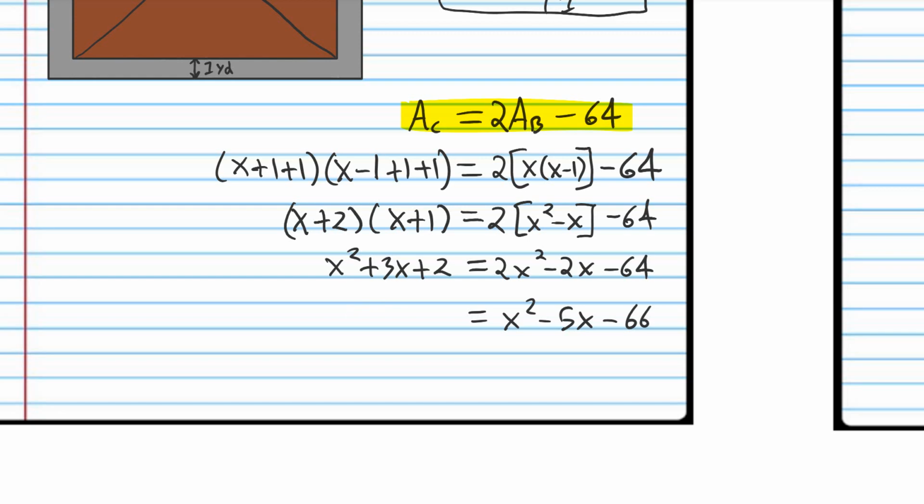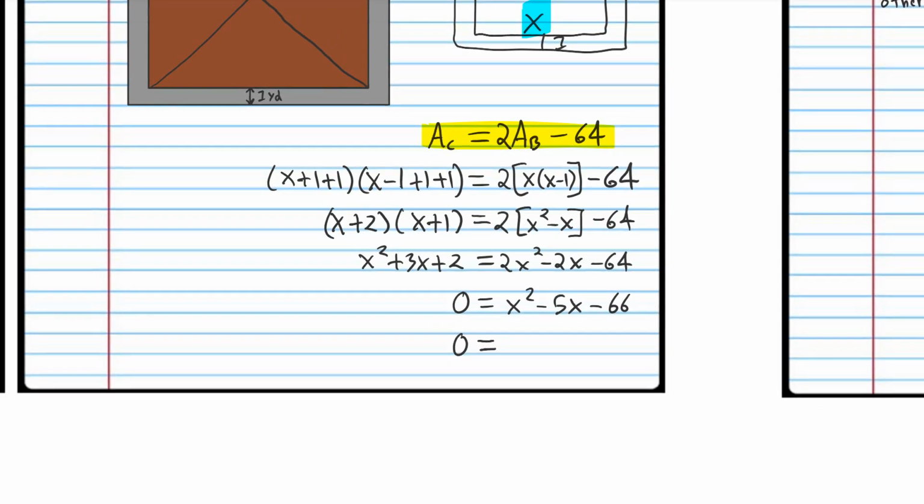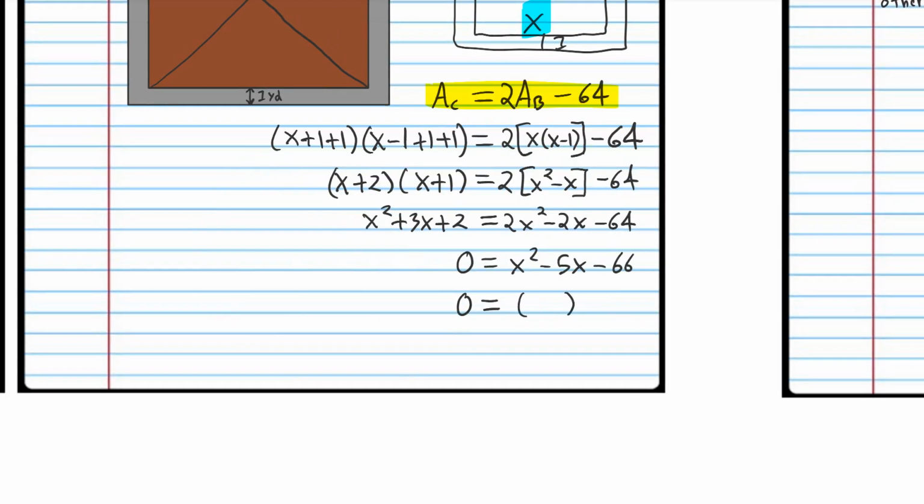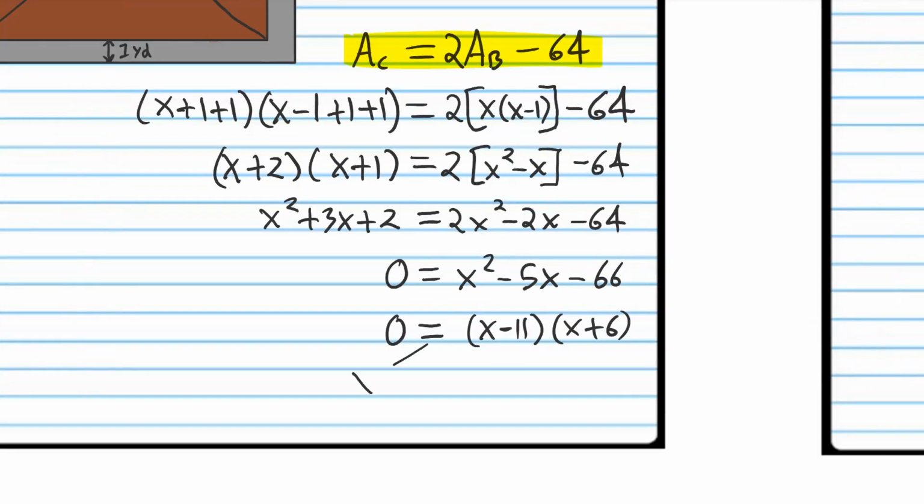So let me just double check that. Everything looks right. And we have a 0. Don't forget your 0 on the left side of the equation. So now we have to solve that quadratic. It's in standard form. It's been simplified. And I'm going to go ahead and move this up a little bit. So we factor: what two numbers multiply to negative 66 and add up to negative 5? Well, that would just be negative 11 and positive 6. So our answers would be x is equal to 11 or x is equal to negative 6.